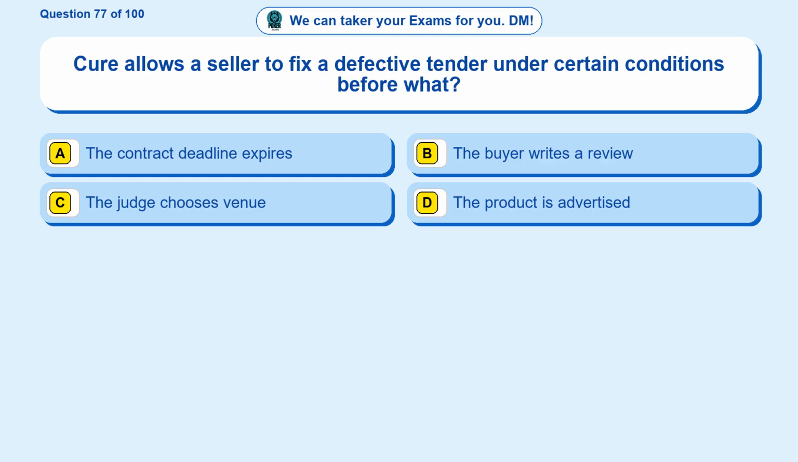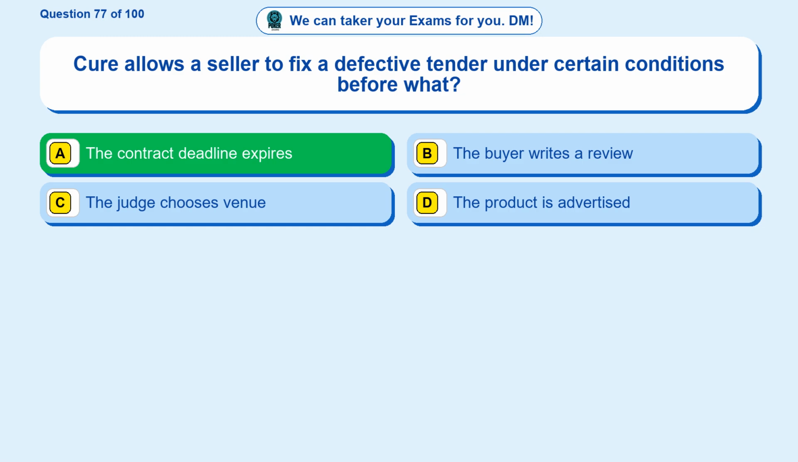Question 77. Cure allows a seller to fix a defective tender under certain conditions before what? Option A, the contract deadline expires. Option B, the buyer writes a review. Option C, the judge chooses venue. Option D, the product is advertised. The correct answer is option A, the contract deadline expires.